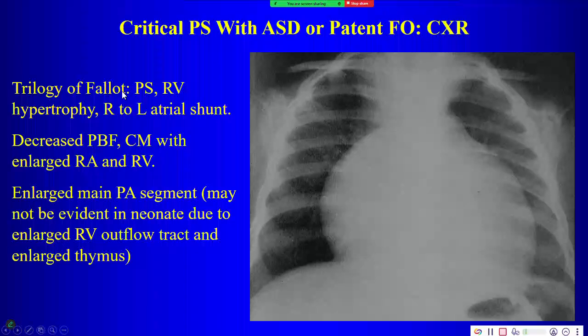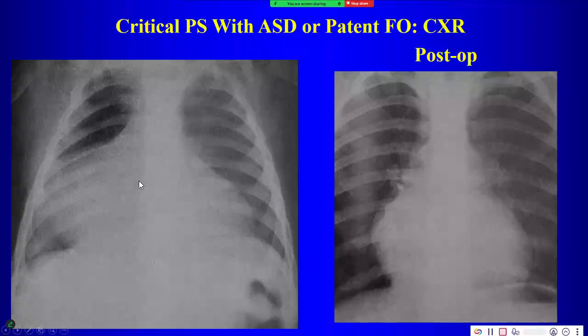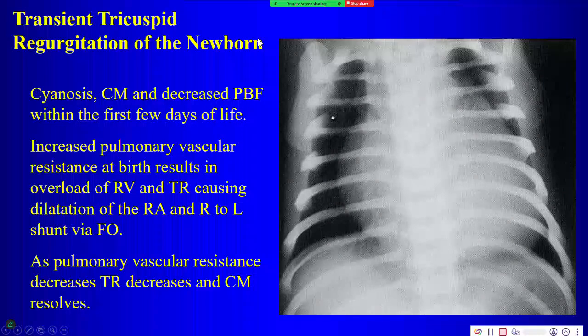And this is called Trilogy of Fallot, because there's pulmonic stenosis, right ventricular hypertrophy, there's a right to left atrial shunt, but there is no ventricular septal defect. So there is no shunting at the level of the ventricles. And so these patients might also have an enlarged right atrium, and then you can see here post-op, after the pulmonic stenosis is relieved, the right atrium there goes back to normal in size.